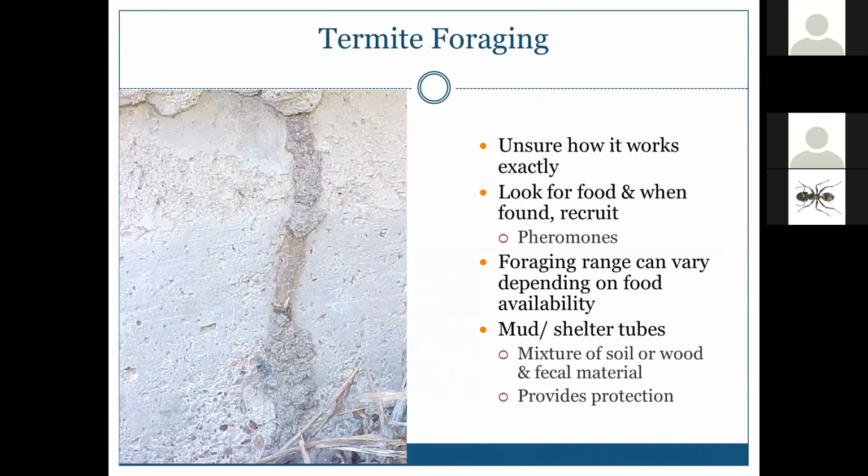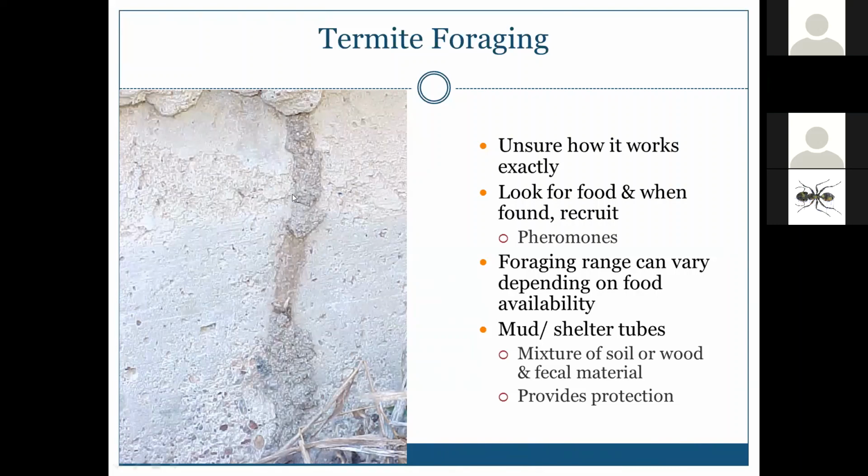Something that you may see on a structure is what you see on the left-hand side there on the picture, and that is known as a mud tube or a shelter tube. And this is a mixture of soil or wood along with fecal material from the termites, and these will provide protection when subterranean termites are going from the soil up into the structure. So here's our mud tube. It has been broken open right here, and you can see the termites sticking out. You have a worker on the right and then a soldier there on the left.